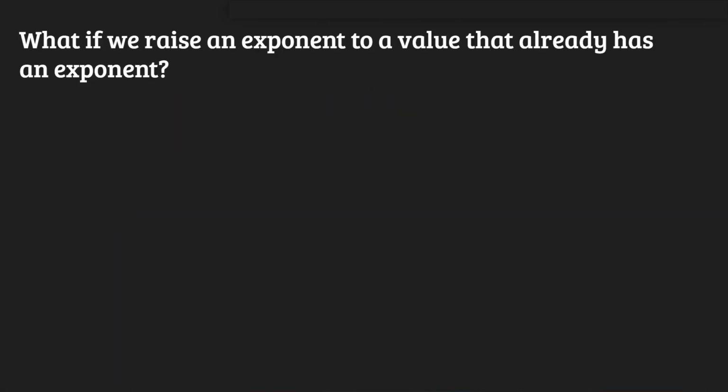The next rule that we're going to talk about here is when we raise an exponent to a value that already has an exponent. So let me show you all what this will look like. We can have x to the power of 3, and put that in parentheses, to the power of 2. So when we have this, we are multiplying the exponents together. So this is equal to x to the 3 times 2, which is equal to x to the 6.